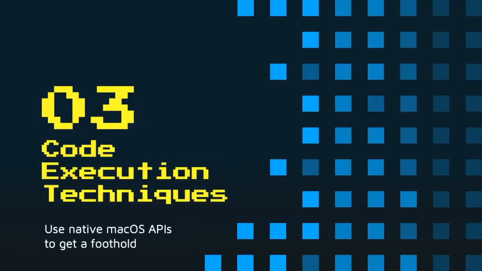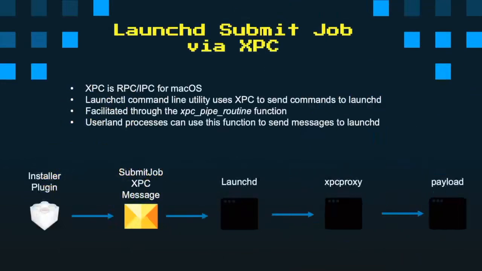So now that I've talked about the installer plugin internals, I'll talk about two different techniques that you can use to execute code and kind of get out of that temporary XPC service. So the first is using something called XPC. And so XPC is essentially remote procedure calls on macOS. And so in Jonathan Levin's course, he talked about a lot of the services on macOS use XPC in the background. And so one of the command line utilities, launchctl, actually uses XPC to talk to launchd.